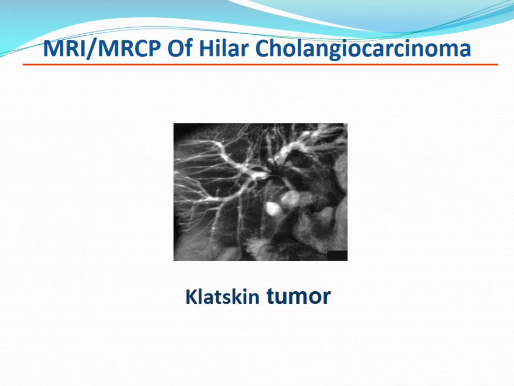This is MRCP for a case of hilar cholangiocarcinoma. We can see here the site of the tumor. The tumor has infiltrated the upper part of the common hepatic duct and the confluence of the left and right duct. The left and right ducts here can be seen clearly dilated. The left duct has been separated from the right duct, and this is the site of the tumor. This is called Klatskin tumor.